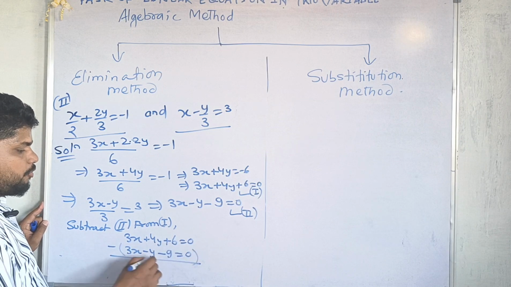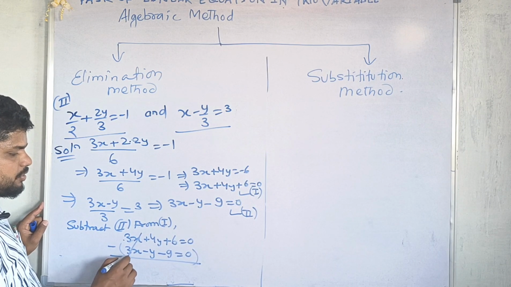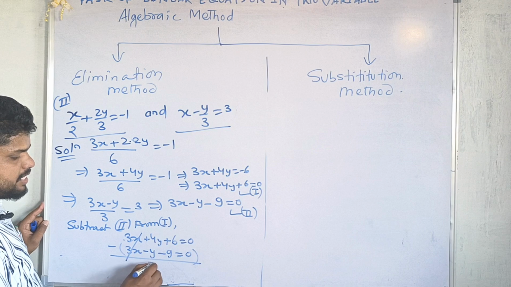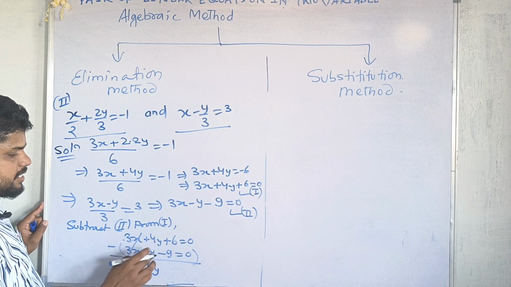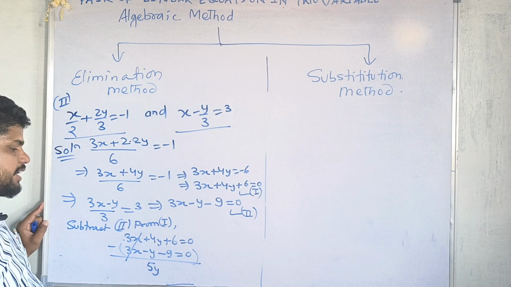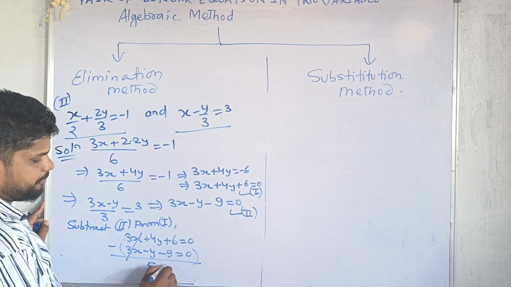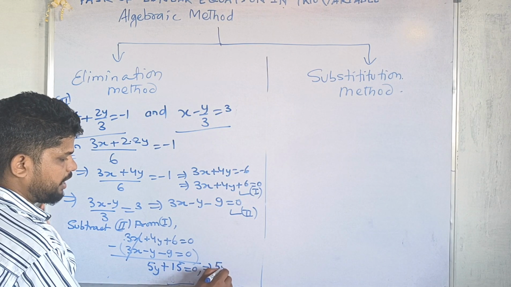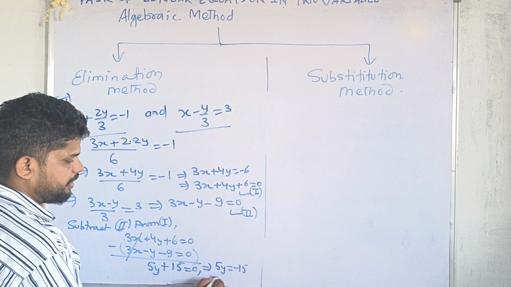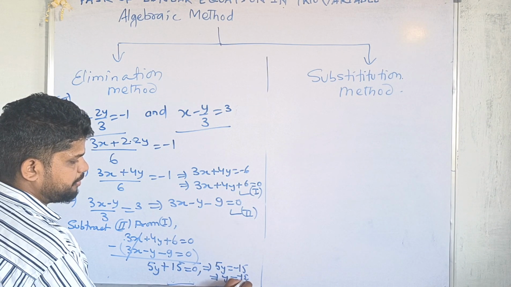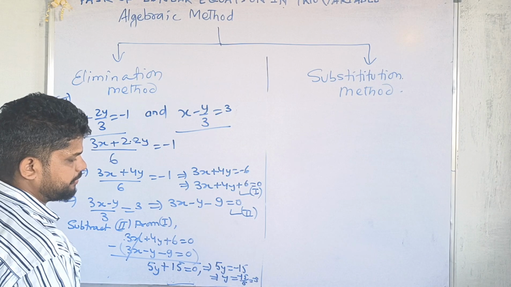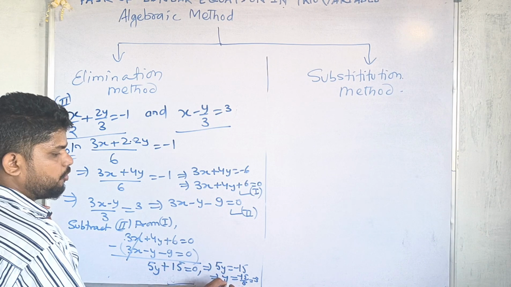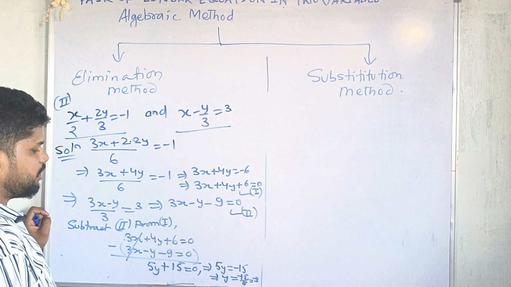Here, when we subtract, 3x minus 3x will get cancelled out. 4y minus minus y, so that will be plus. So 4y plus y is 5y. 6 minus 9, minus minus 9, that is plus 9. So 6 plus 9 is 15 is equal to 0. This shows that 5y minus 15 and the value of y is minus 15 by 5, that is minus 3. If the value of y is minus 3, then putting y is equal to minus 3 in equation number 1.